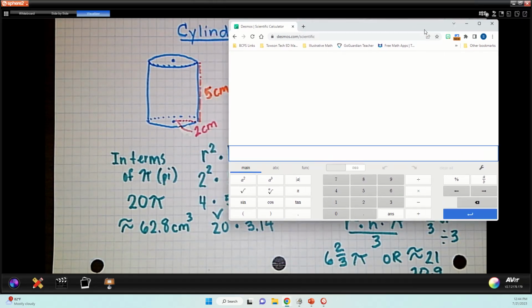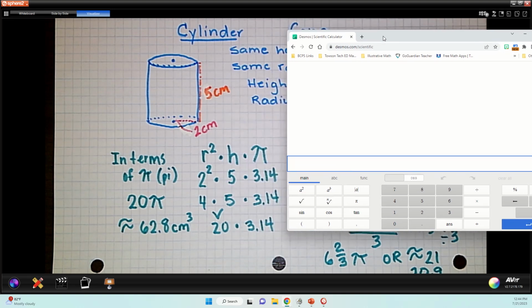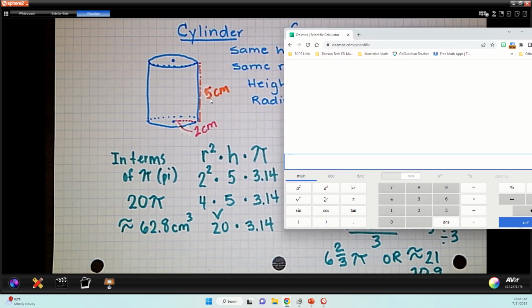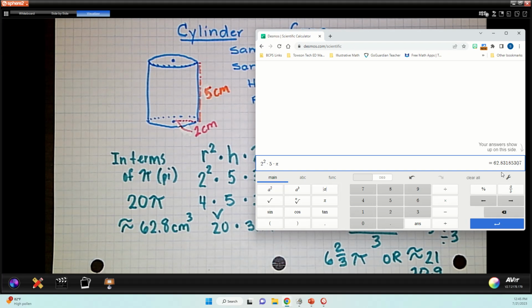All right, so I know that my cylinder is radius squared, which is my 2 squared, and I'm multiplying that times my height times, and I'm going to use the pi button for this. And you can see 62.831585. Students would have to round, and in this case we rounded to the nearest tenth. So you can see that our answer is 62.8, which is 8/10.